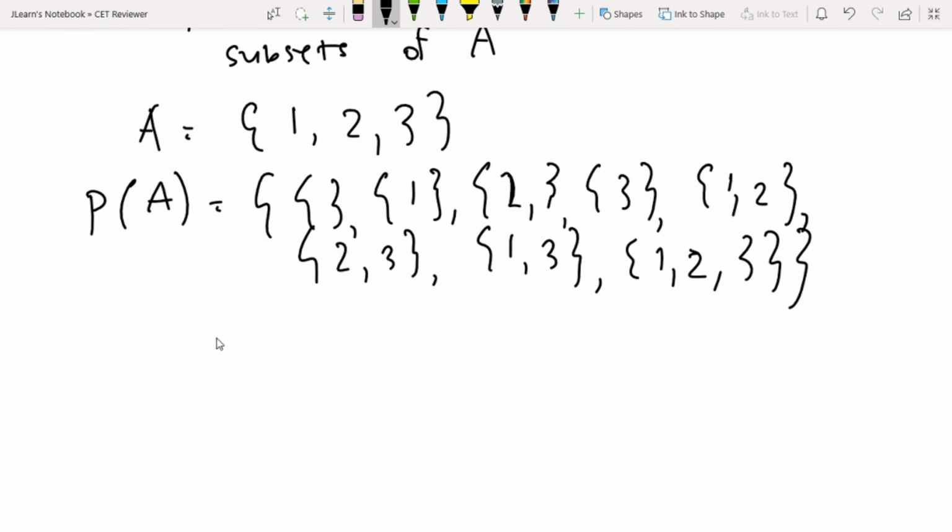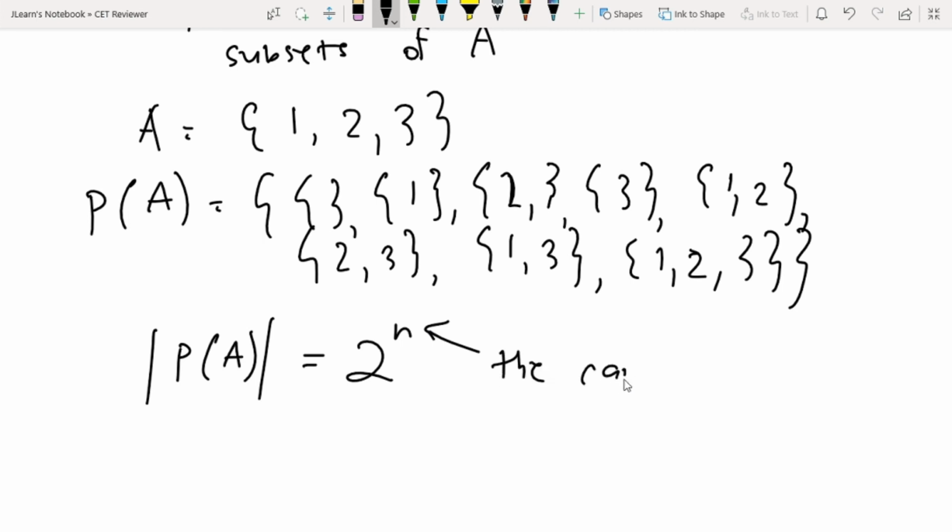Okay? It's good to take note that the cardinality of the power set, using this notation, is equal to 2 raised to n, where n is the cardinality of A, or whatever the name of your set is. Okay?